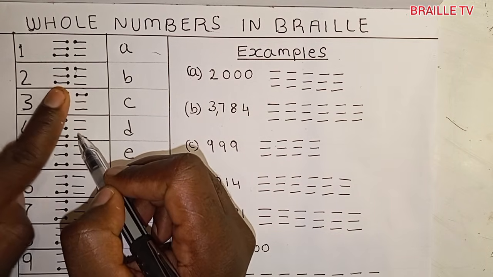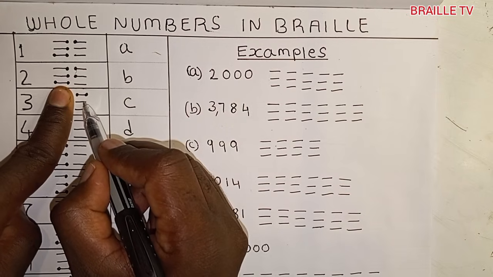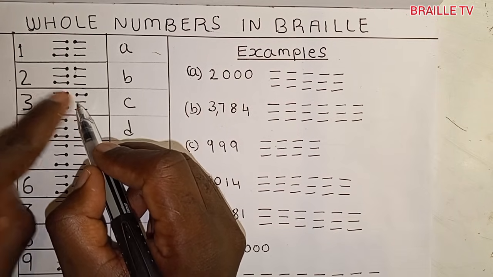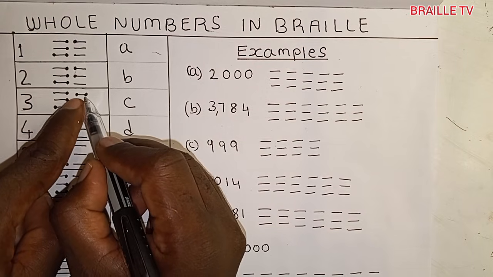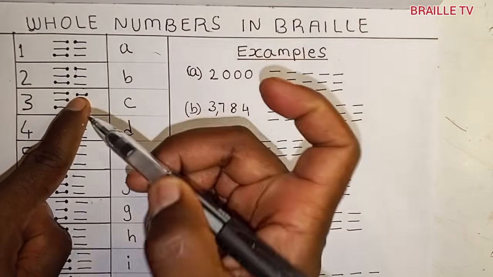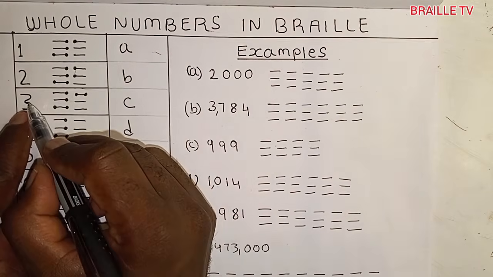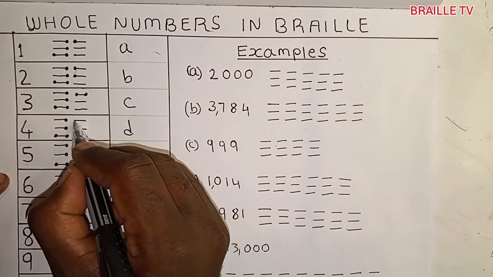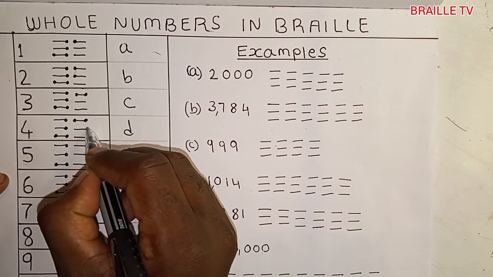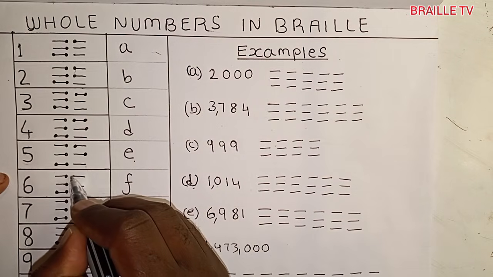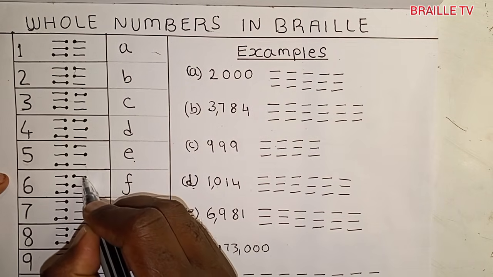Ukiandika bila kuweka numeral sign, inabaki kuwa letter C. But ukiweka hapa numeral sign, now the work of this numeral sign is to tell you that this one is not C, it has been converted to mean another thing, and that thing is number 3. So here number 4 ni D. Number 5, I told you ni E. This one now. Then F. I told you F is like that.